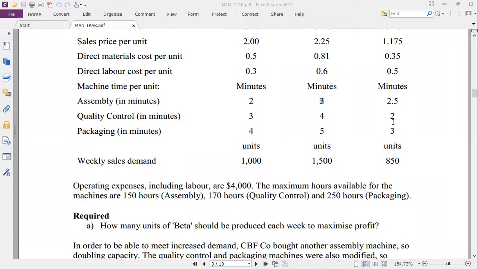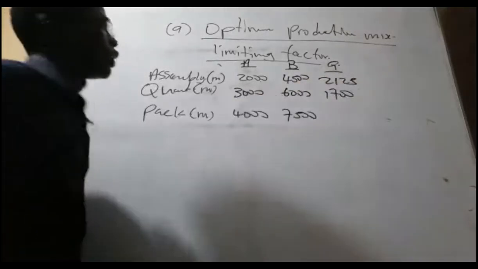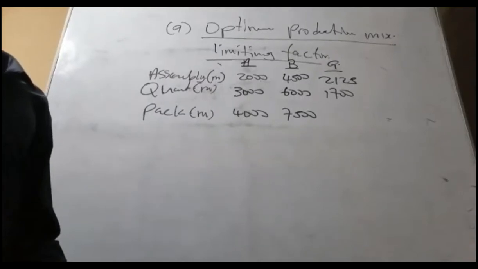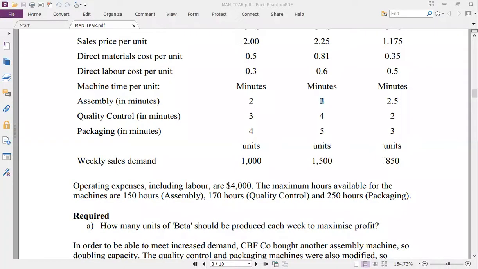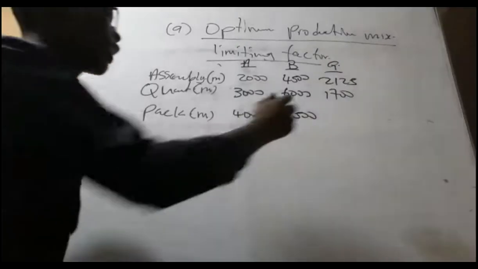This one is 2, and that's the one that will give us 1007. Then lastly, we will have 3 by 850. That will probably give us 2550.